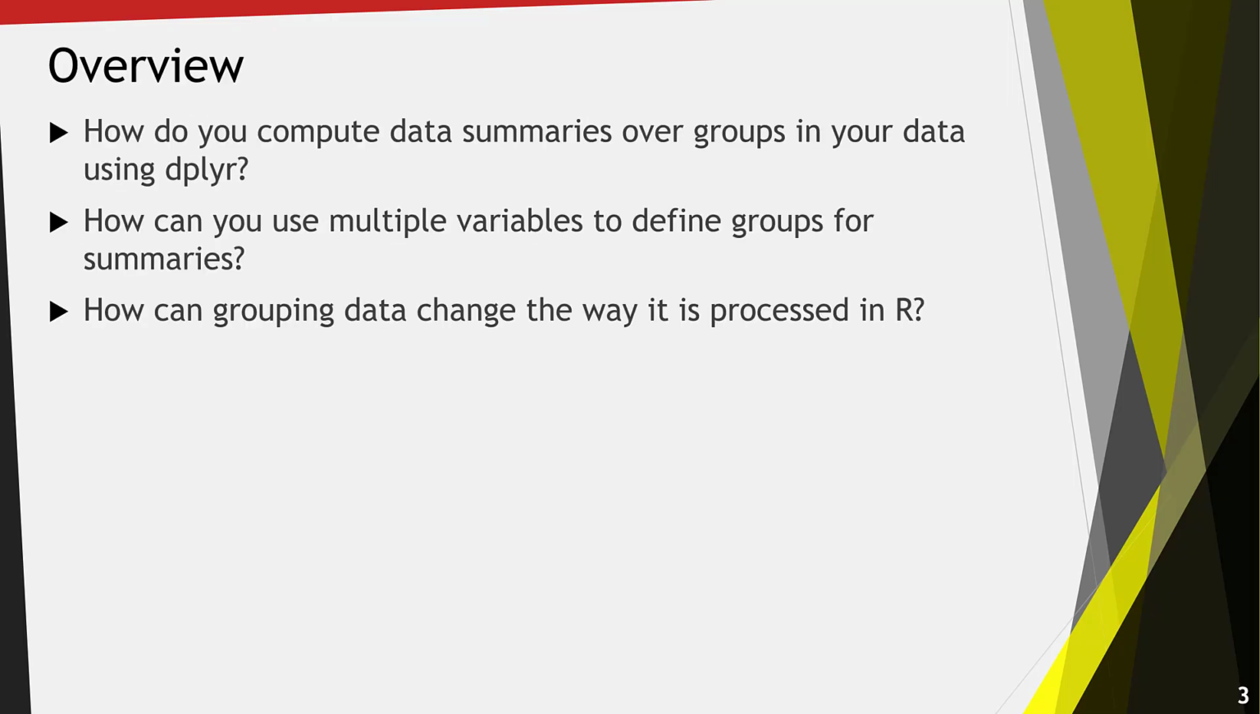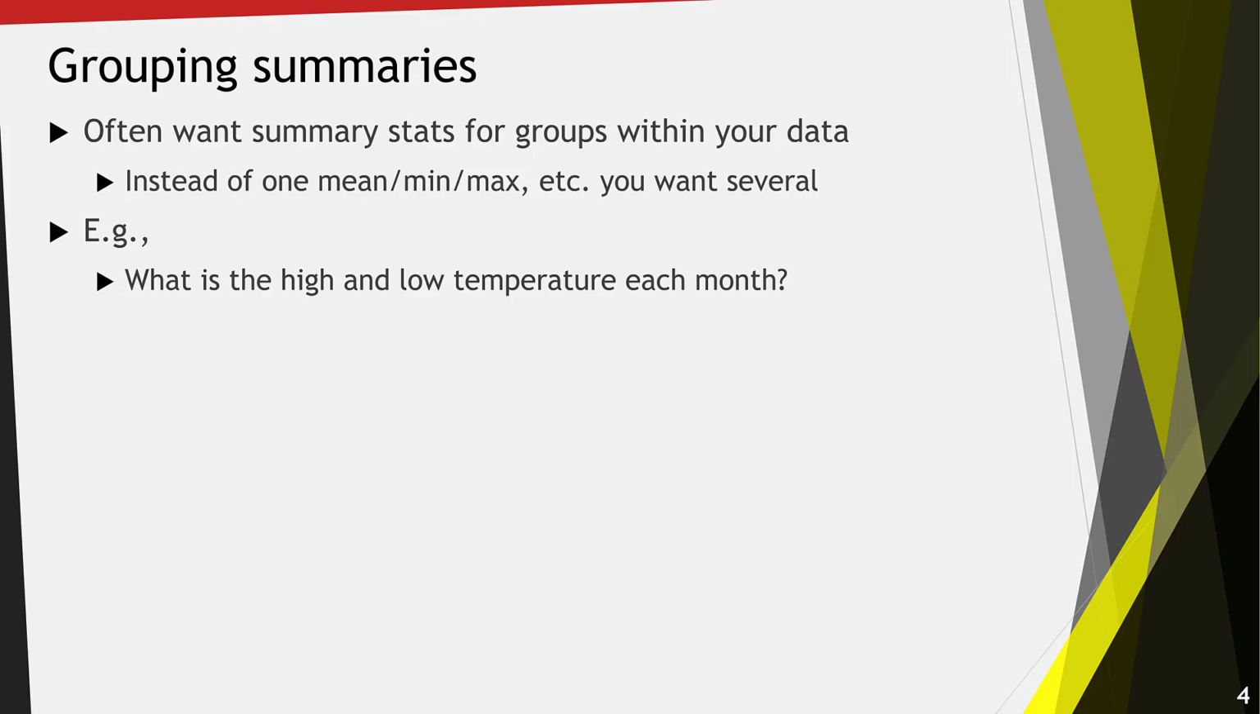By the end of this video, you should know how you compute data summaries over groups using dplyr, how you can use multiple variables to define groups for summaries, and how grouping data can change the way it is processed in R. So far in R, we've covered computing summary statistics over the entire data set. But often you want to compute summary statistics for groups within your data. Instead of having one mean, minimum, or maximum, you want several. So for example, using data that we've had before, what is the high and low temperature in each month?